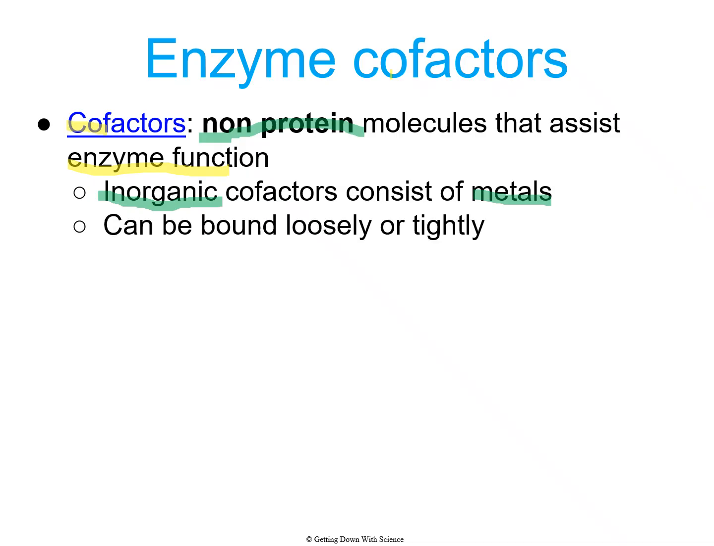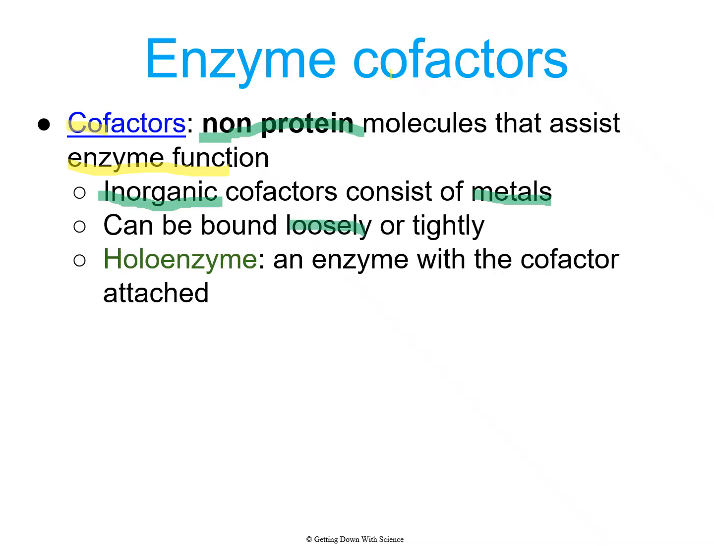They can be bound very loosely to the enzyme, or they can be bound tightly to the enzyme itself. It's not going to be at the active site of the enzyme, so that's key. It's going to be bound to the enzyme somewhere else and not on the active site. We have holoenzymes, and these are enzymes with cofactors attached. These are enzymes that already have their cofactors attached. That's just how they are. They have their cofactors already, almost like a permanent part of the structure of the enzyme.